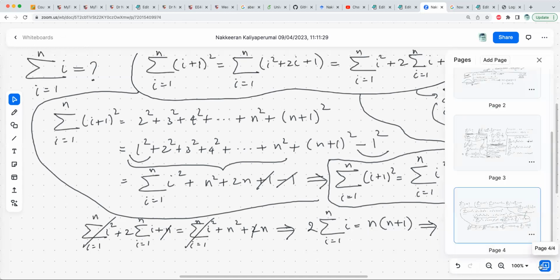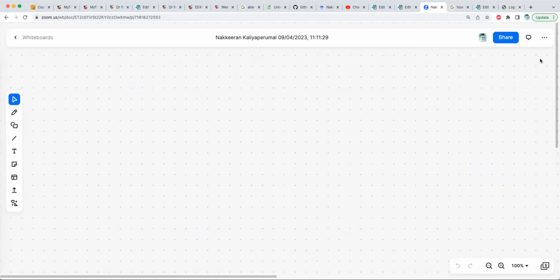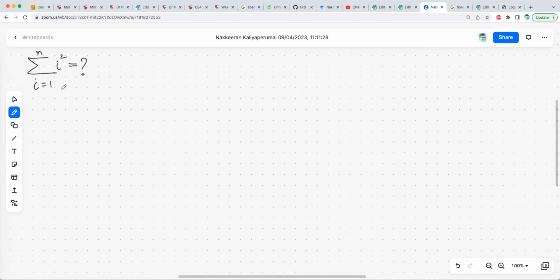So now we could use the same logic and idea for something like, let's say we are interested in finding the summation of i running from 1 to n, this time of i squared itself. Then, the same logic. What we need to start with is the summation of i running from 1 to n of (i plus 1) whole cubed. You see that? How is this going to help us?